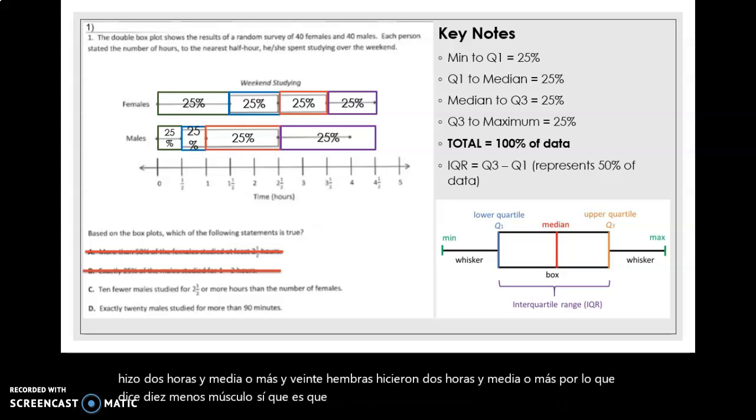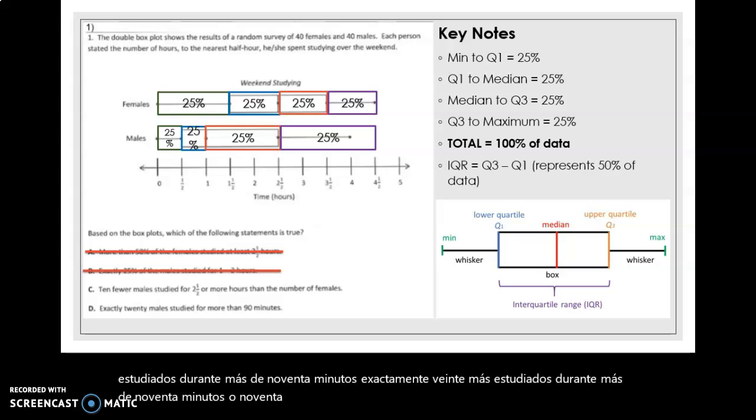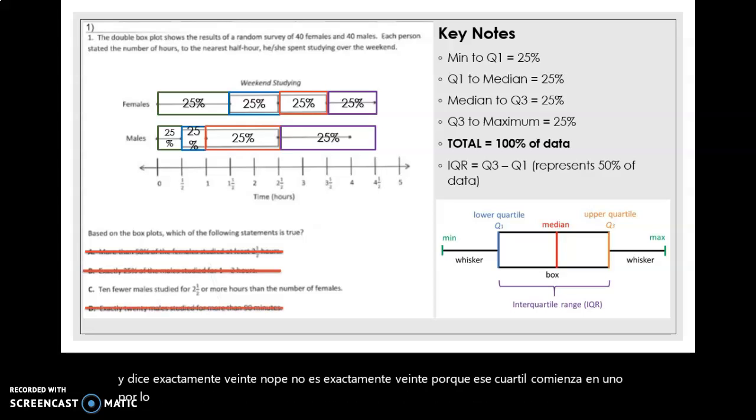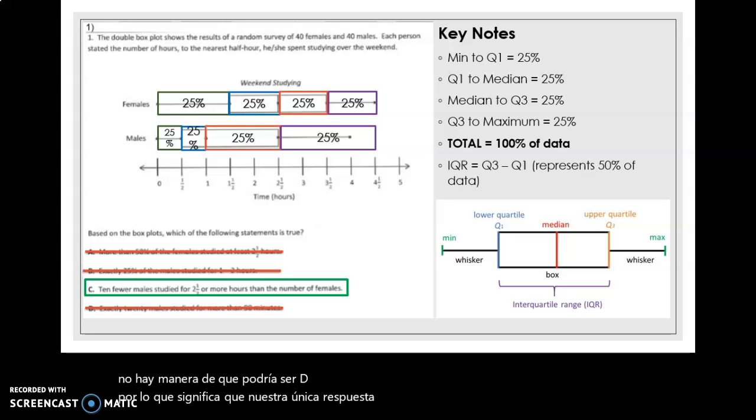But let's go to D, and it says 20 males studied for more than 90 minutes. So 90 minutes is an hour and a half. If we go to an hour and a half, and it says exactly 20, nope, it's not exactly 20 because that quartile starts at 1. So there's no way it could be D. That means that our only answer is C for this one. C has to be the answer.